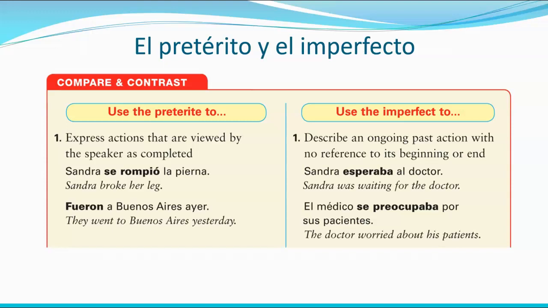Whereas the imperfect describes an ongoing past action, and doesn't have a reference to the beginning nor the end. Okay? So: Sandra esperaba al doctor. So taken out of the air, we would say that Sandra was waiting for the doctor. El médico se preocupaba por sus pacientes. So the doctor worried about his patients.